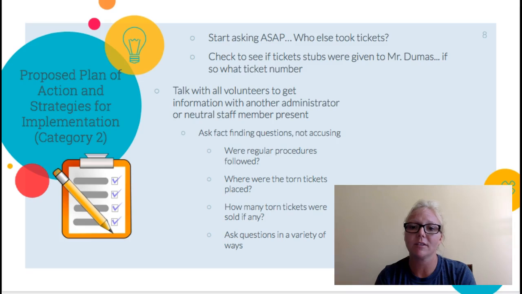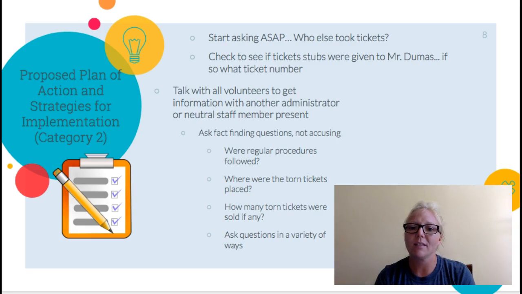Talk with the volunteers that were there that evening to get information, and I would definitely do this with another staff member or administrator present who would be a neutral party. Ask questions that are fact-finding, not accusing. You can alternate your questions and ask very similar questions in different ways to see if you get the same answer.